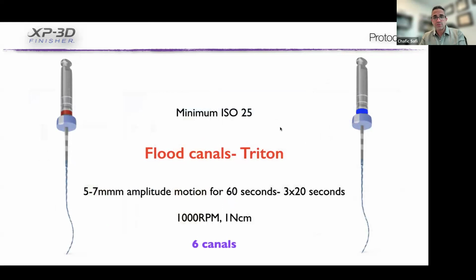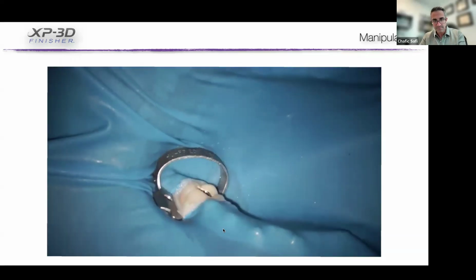We use it with Triton, which I'm going to be talking about, this irrigation solution, in a bit, at 1,000 RPM, 1 Newton centimeter, giving a full length amplitude of 5 to 7 millimeters for 60 seconds, or for 1 minute, inside the canals, and it could be used up to 6 canals.